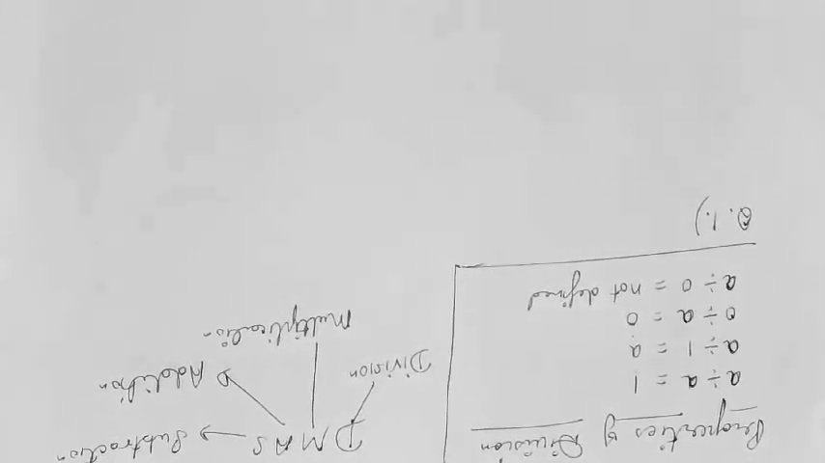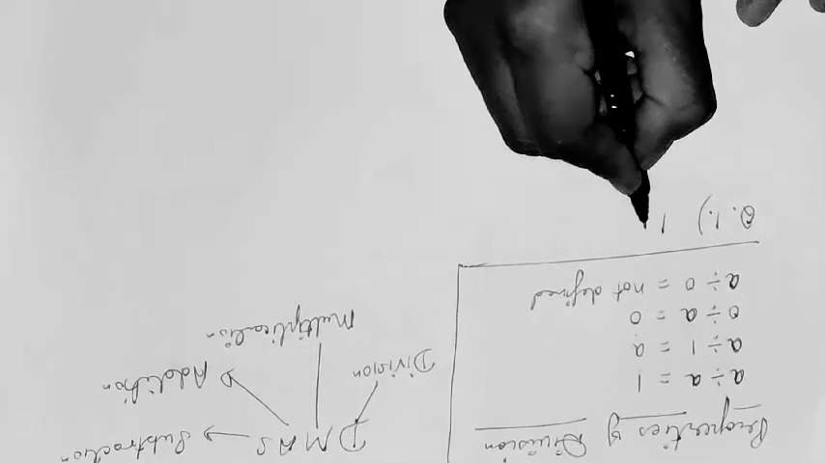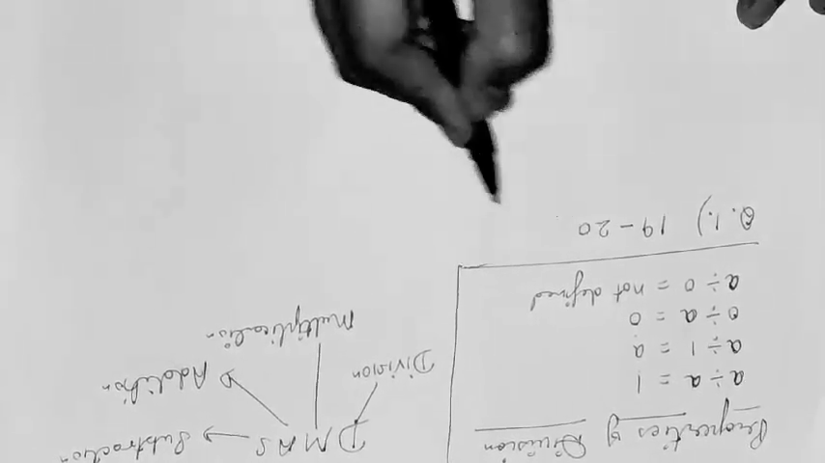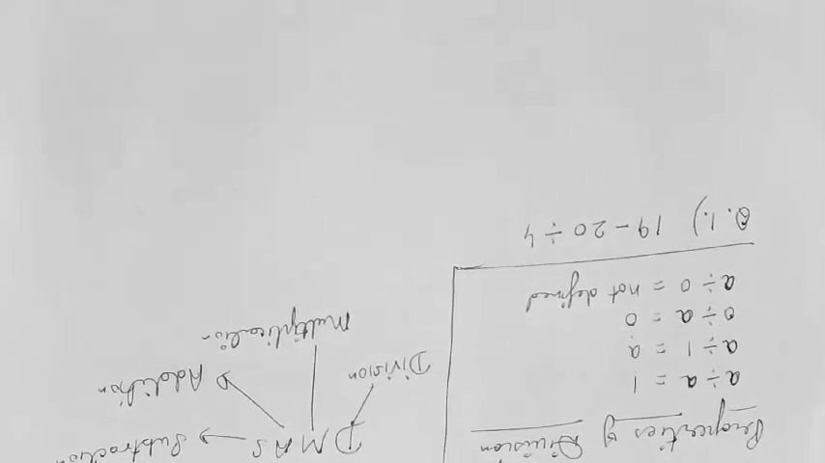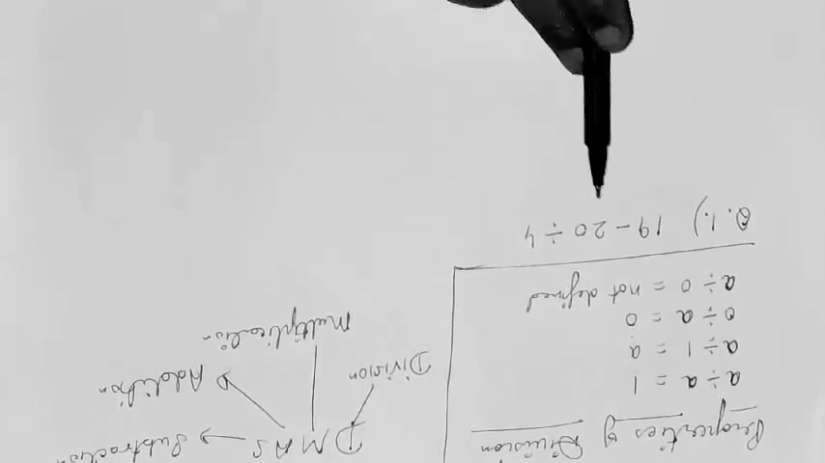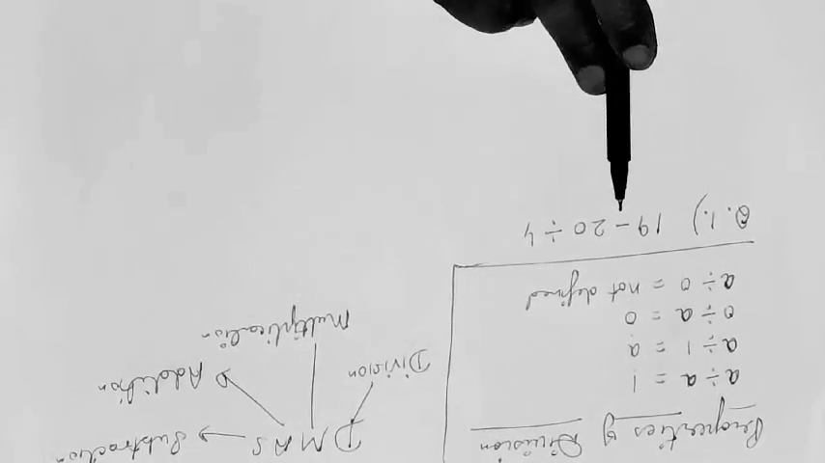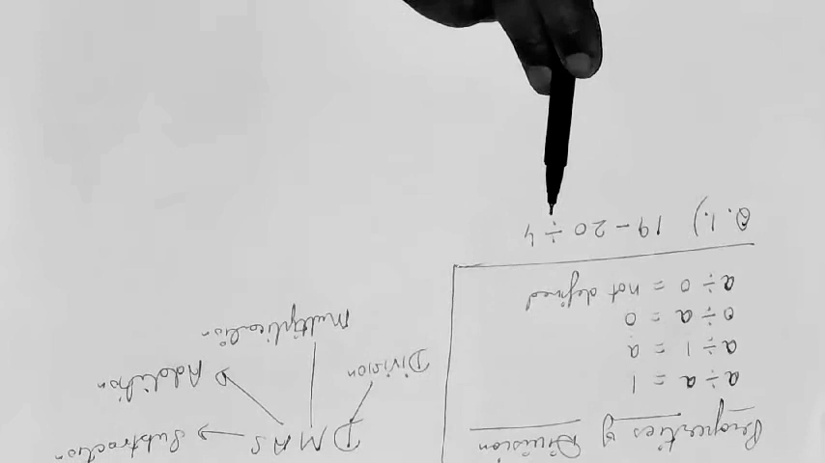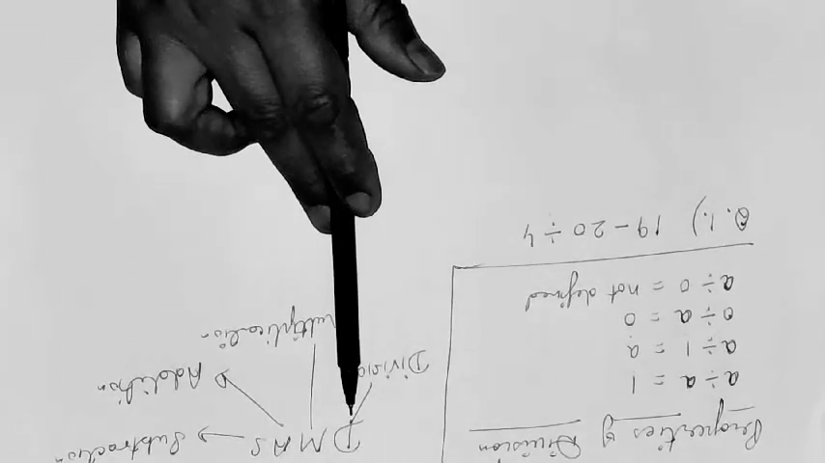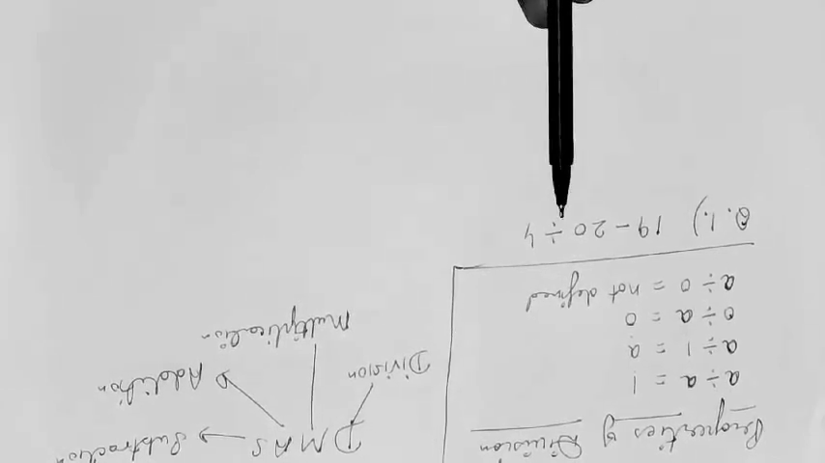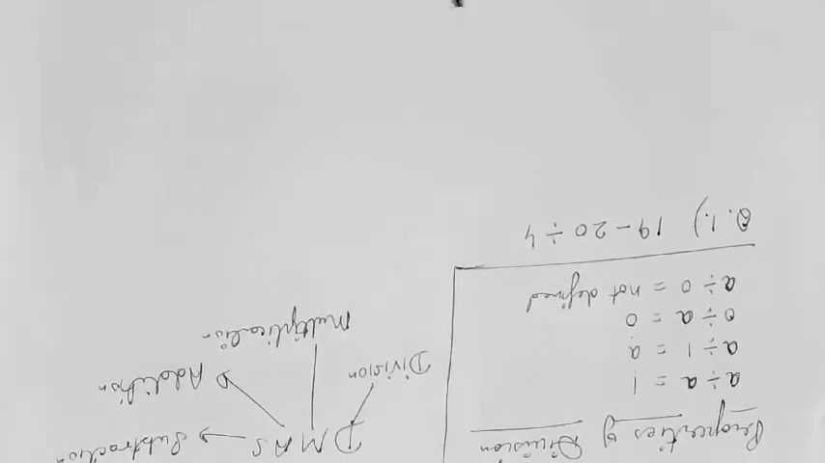First question, 19 minus 20 divided by 4. So this is our question. Now how should we start solving the question? What will be the steps in solving the question? Now here we have two signs. One is negative and the other is the sign of division. Now according to the DMAS rule, first we have to solve the division. Here we have the division. So first I will do the division.